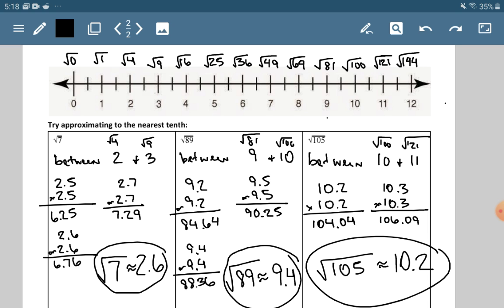10.2. Make sure you check these notes with your teacher and ask any questions if you have them.